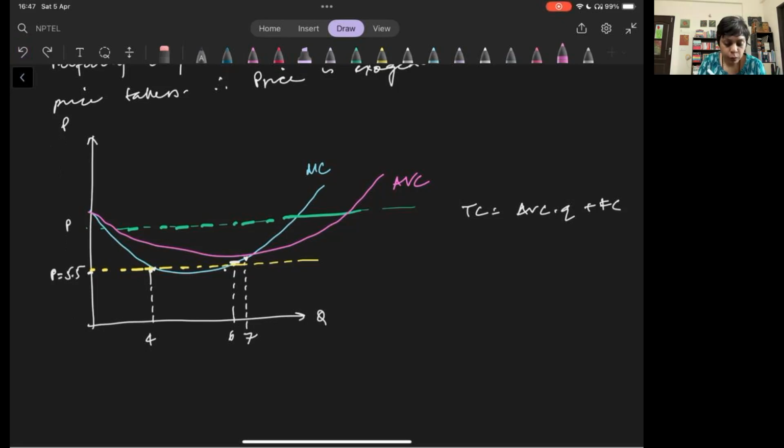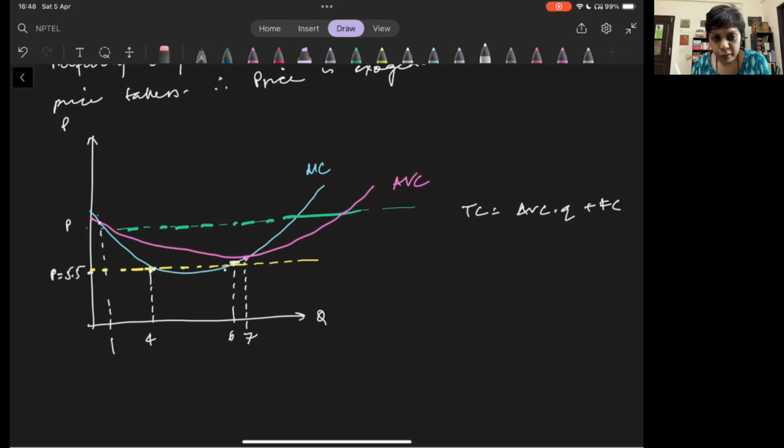So let me redraw this, since you are not convinced about it. Only when you draw these diagrams yourself will you actually understand that there's no contradiction in what is drawn. Say suppose this point is 1. They're just two different parabolas with different curvature, that's all. So they can intersect at 2 points. Now at Q equal to 4 and Q equal to 6, price is equal to 5.5, equal to marginal cost, but marginal cost is still lower than the average variable cost.